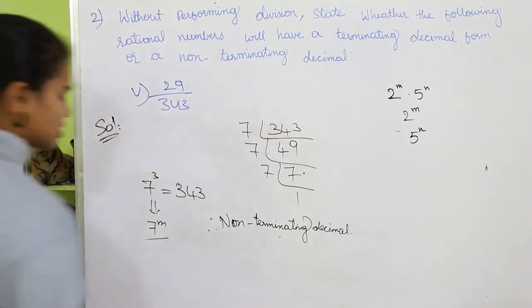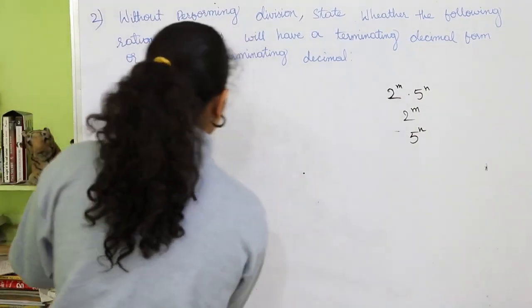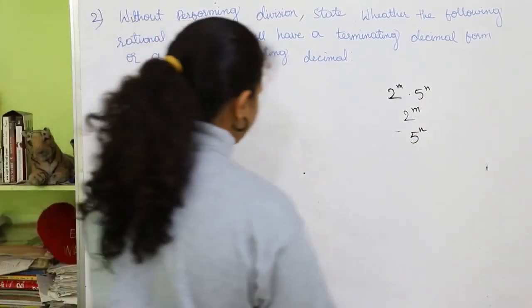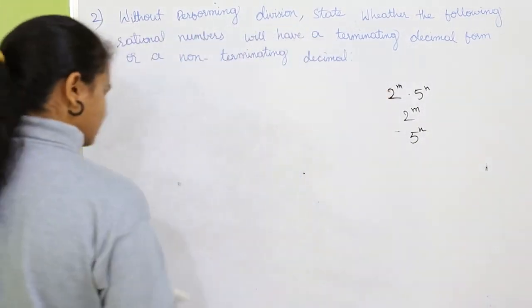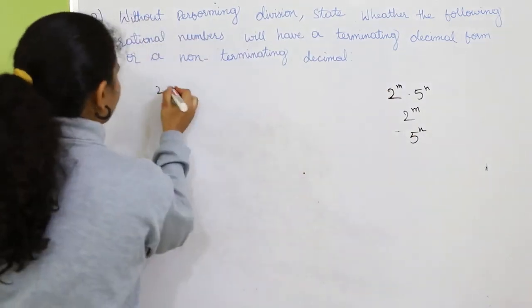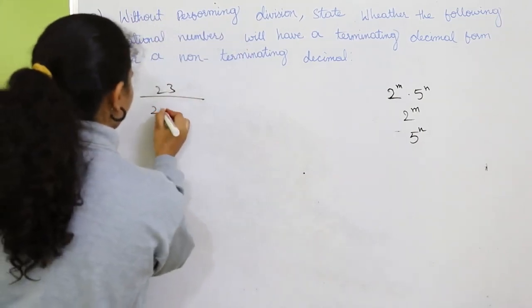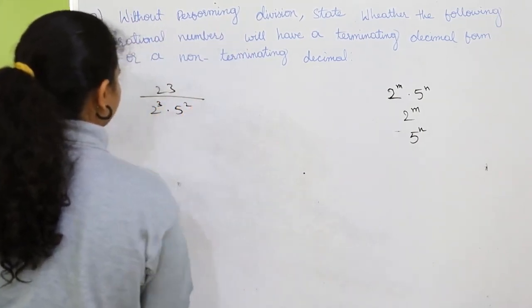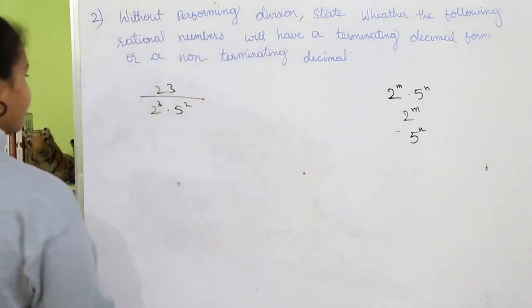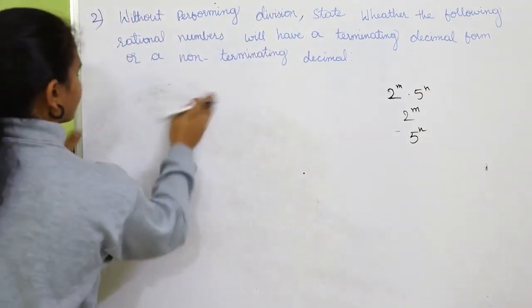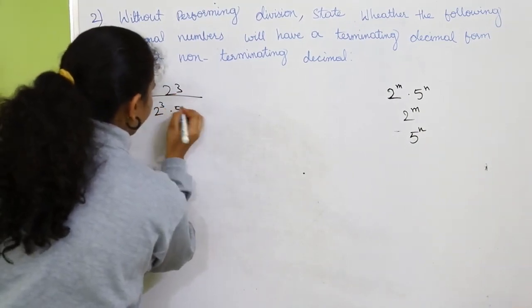Alright? Let me go for the 6th one. Okay. The next 6th one is 23 by, sorry. It's easy guys, but 23 by 2 cube into 5 square. This is the given question. Where 23 by 2 cube into 5 square.